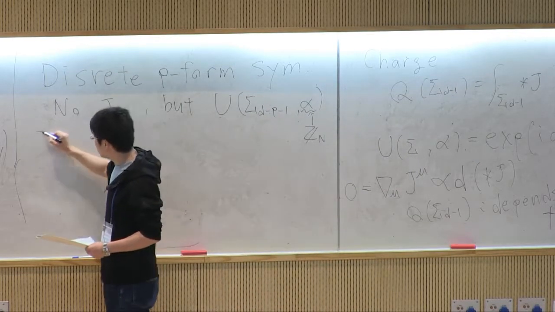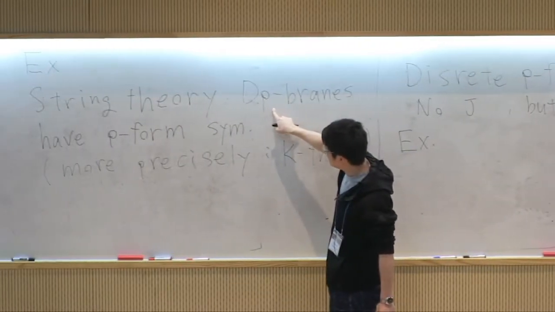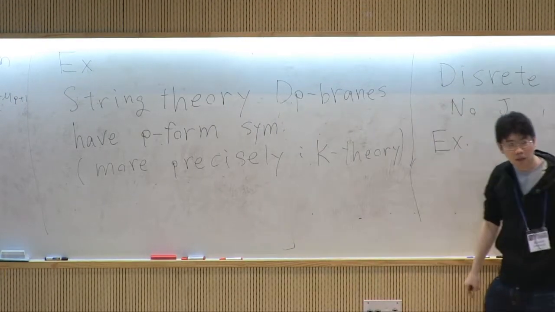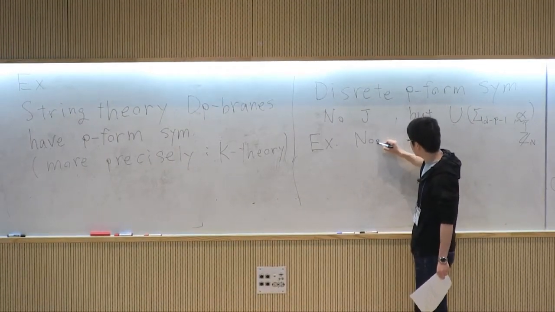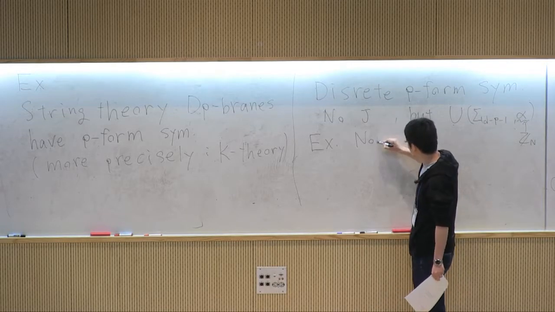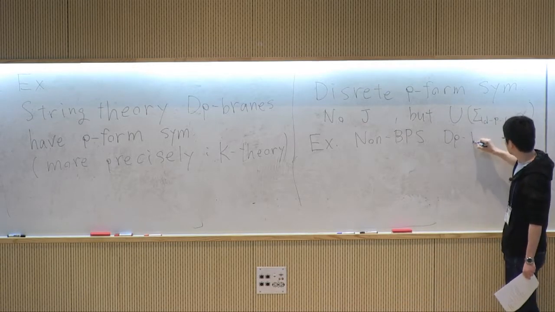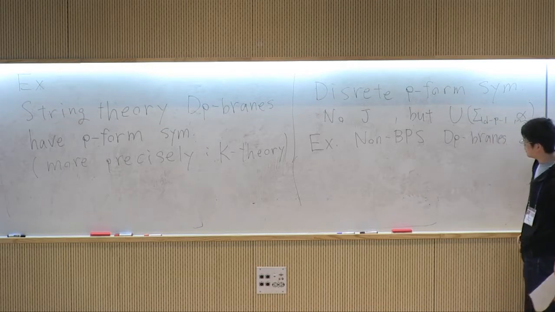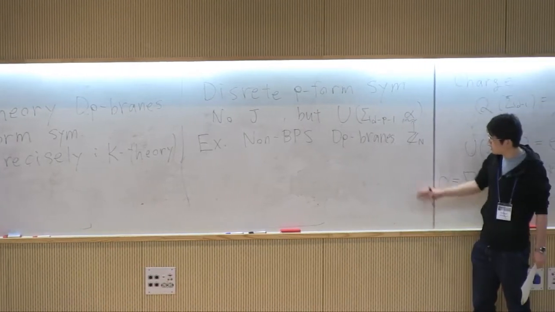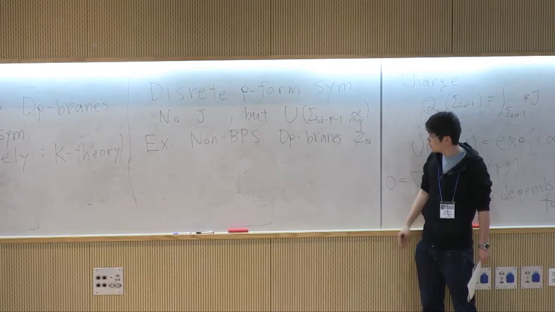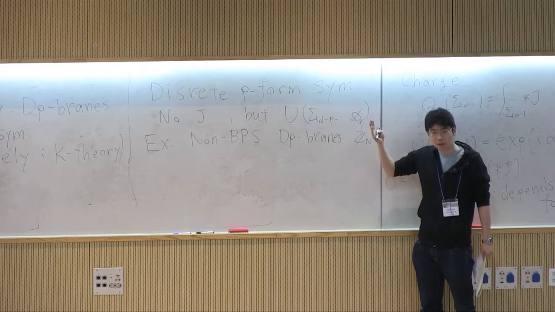And again, there's an example. Here, by Dp-brane, I mean the usual BPS Dp-branes. But there are some non-BPS Dp-branes. These non-BPS Dp-branes don't satisfy the BPS bound, but they are known to exist because they are stable. They are stable because they have discrete charge under higher form symmetry.